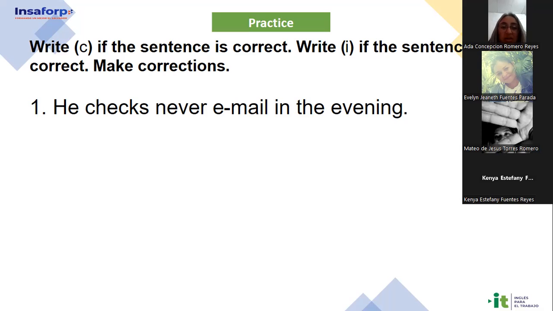Vamos a repasar. Dijimos que el adverbio de frecuencia va antes del verbo, ¿sí? Yes? Okay. Ada. He is the subject, right? And checks. What is check? ¿Es este el verbo, Ada? Checks. What do you think? No. Chequear, observar. ¿Ese es el verbo? Yes. Yeah, right. Y dijimos que el adverbio de frecuencia, en este caso never, debe ir antes del verbo, ¿verdad? Entonces, yes. Incorrect. Very good.